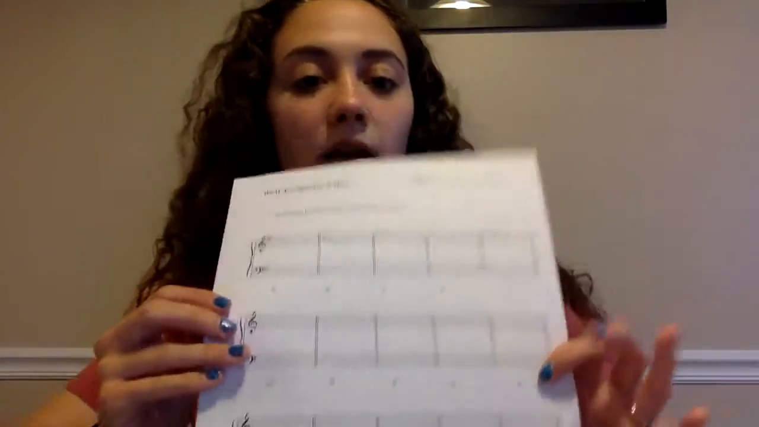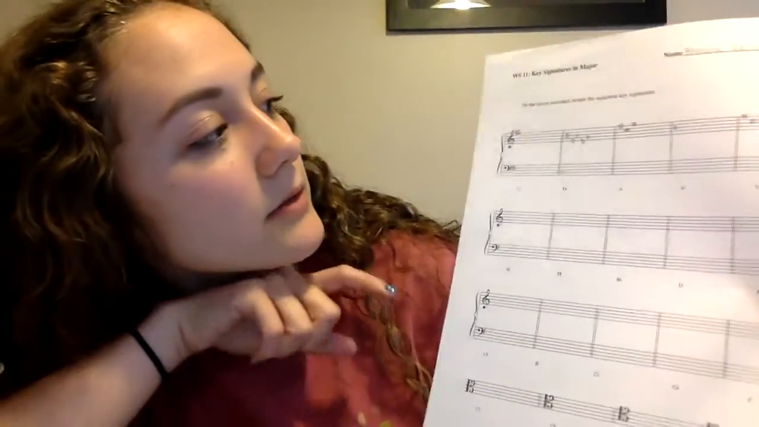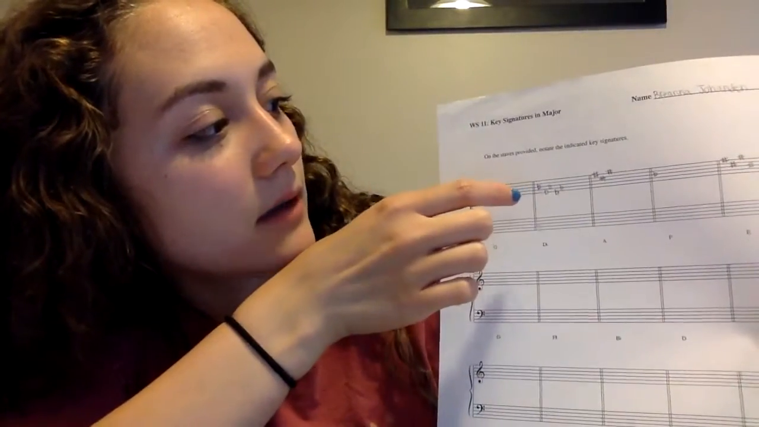Here's an example of a worksheet I'll probably use, and this was actually for the key signatures, and this is using treble clef and bass clef. So sometimes he might get that interference and mess up. It's not because he doesn't know what it is. It's just because it's interfering with his brain.